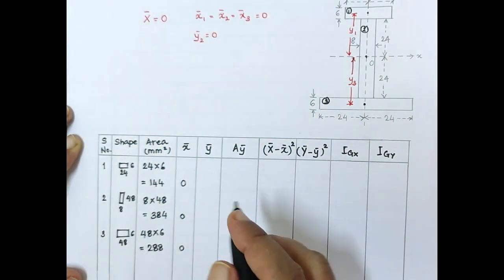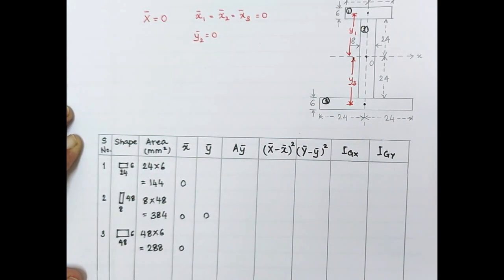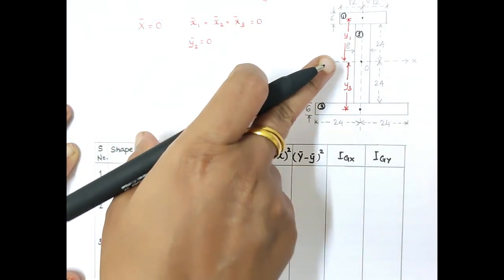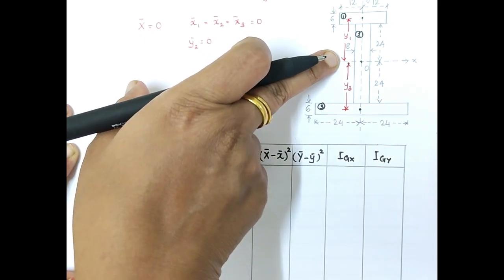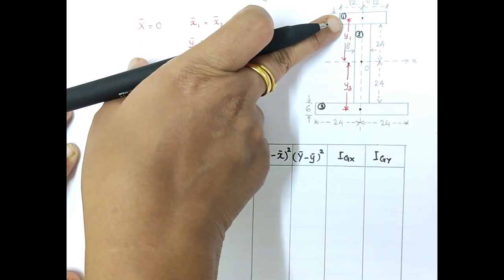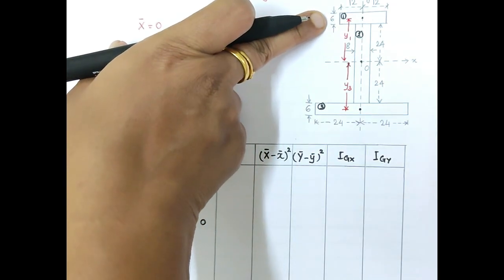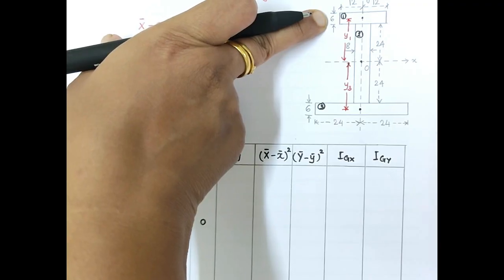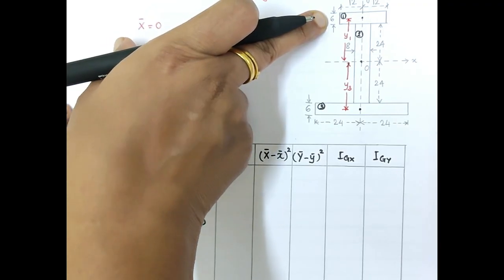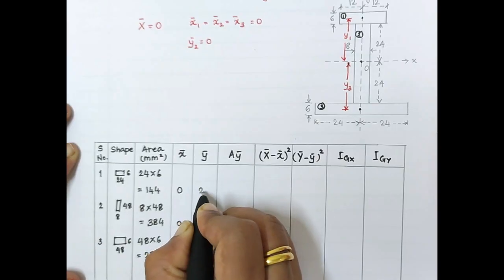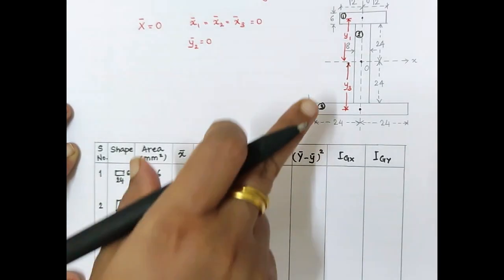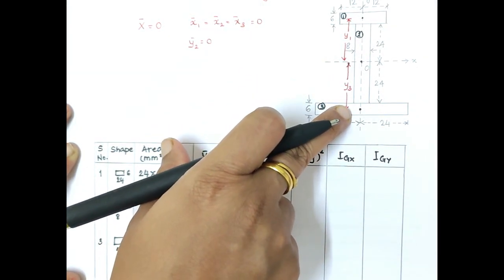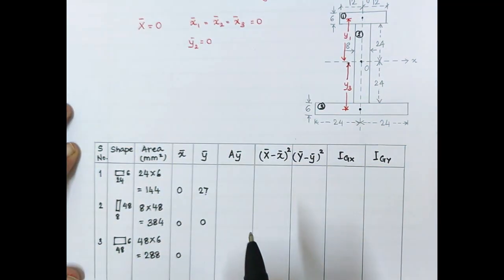We know that the y component y2 is 0, so we mention y2 as 0. Let's calculate y1 and y3. The entire distance from the x-axis till the bottom of the top rectangle is 24 and the dimension of this rectangle is 6. So half of that we will consider for the CG: 24 plus 3 comes out to be 27. So we have y bar over here as 27. Similarly, 24 and 3 is 27, but this is below the x-axis, therefore you are going to get a value of minus 27 here.